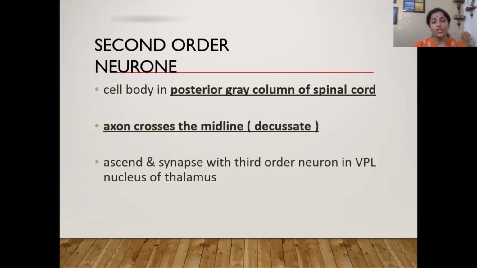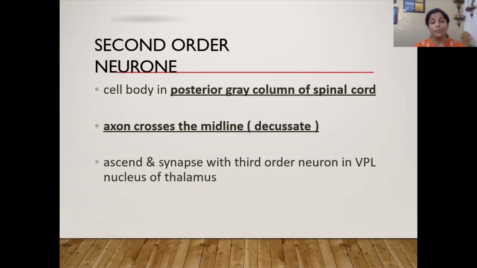And this crossing over of the fibers in the central nervous system from one side to the other is known as decussation. So crossing the midline to reach the other side is called decussation. In the ascending tracts, the second order neuron decussates to the opposite side.